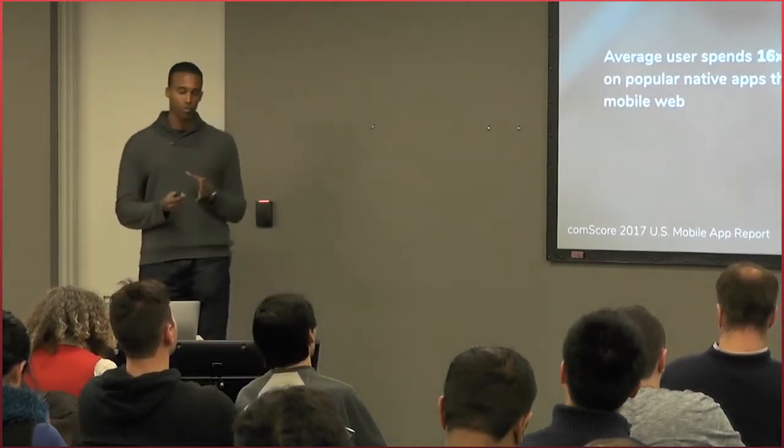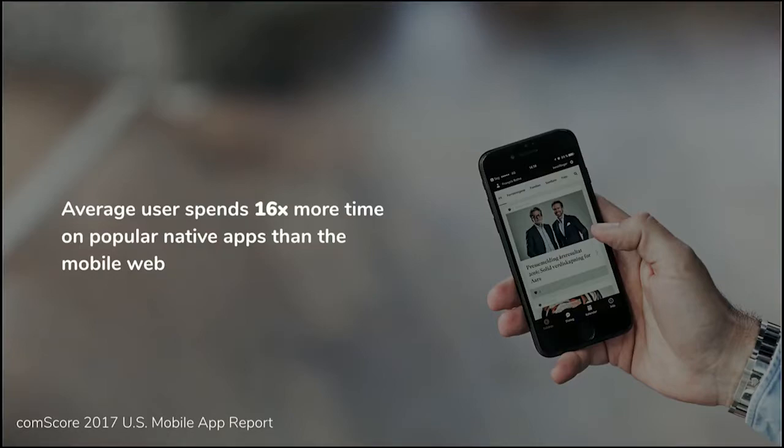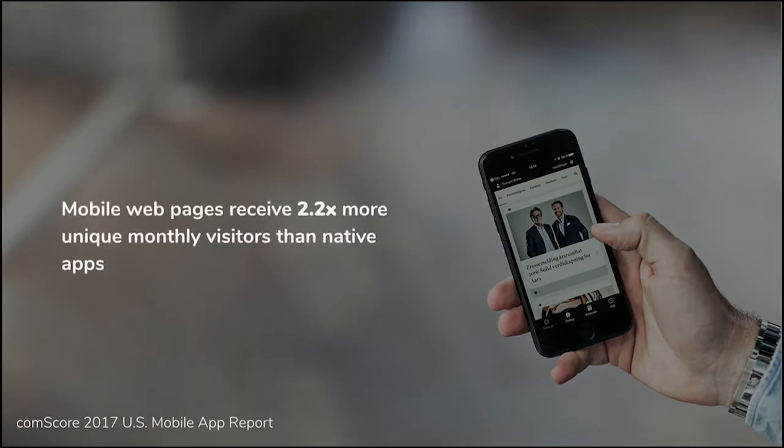According to ComScore, in 2017, the average user spends 16 times more time on popular native apps than they do on the mobile web. So as consumers, there's no denying that we spend a lot more time on native Android and iOS apps than the mobile browser. But funny enough, mobile web pages still received over 2 times more unique monthly visitors than native apps. And this is huge. This just shows we spend a lot of time on the web, even on our phones.